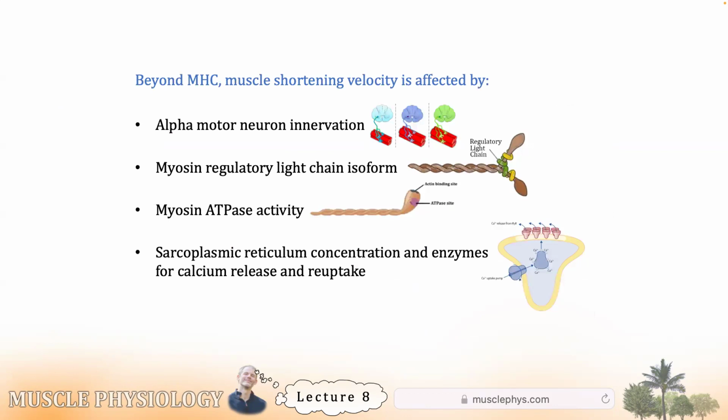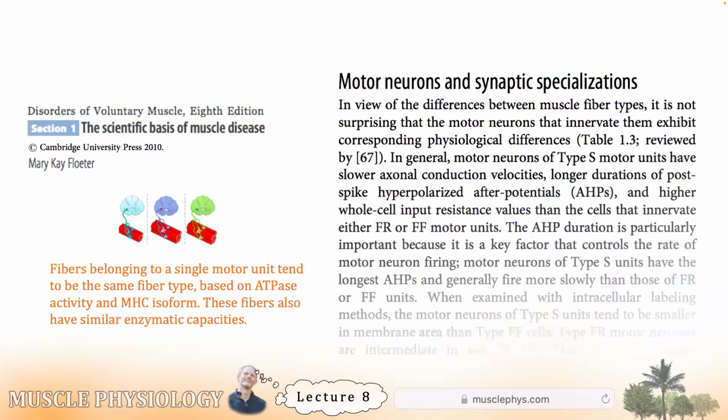Different myosin heavy chains consume ATP at different rates, and the consumption of ATP results in ADP and phosphate levels rising, which can impair the rate of cross-bridge cycling. We'll talk about that more at the end of the semester. But this is just to say that myosin heavy chain gets most of the attention, and deservedly, but it's not the only determinant of contraction velocity.